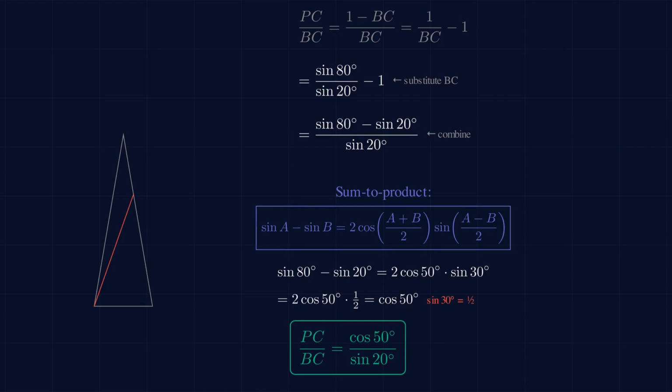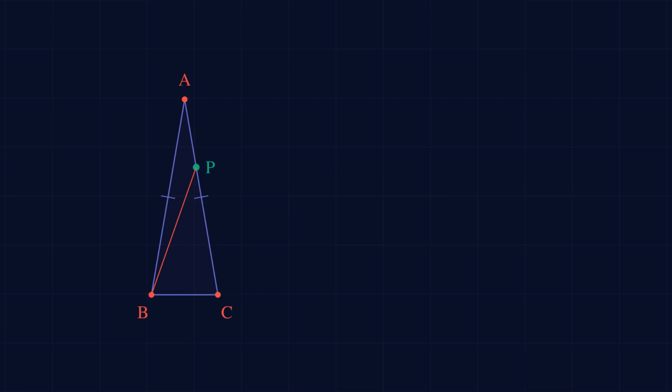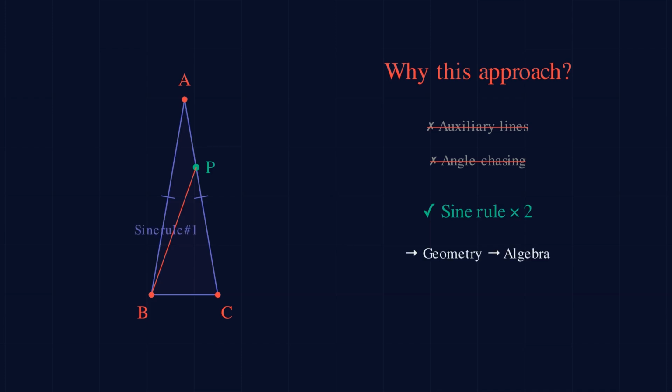Remarkably clean. Let me step back and explain the game plan. Your first instinct might be to draw auxiliary lines or try pure angle chasing. Those can work, but they require clever constructions that are hard to discover. The sine rule approach is different. It's systematic. It turns geometry into algebra. We used it once in the big triangle to find BC, and again in the smaller triangle to set up our equation. No magic tricks needed.